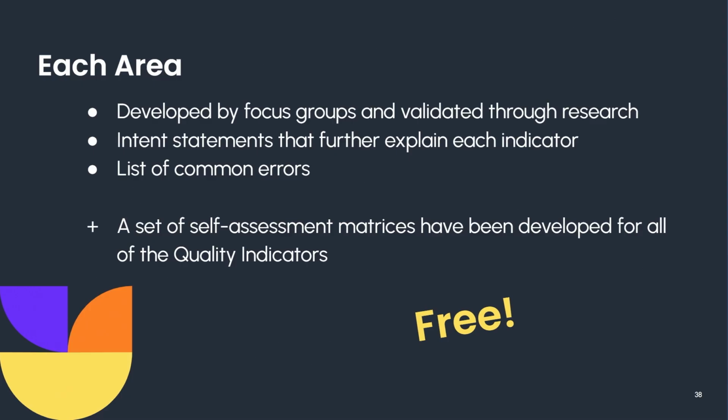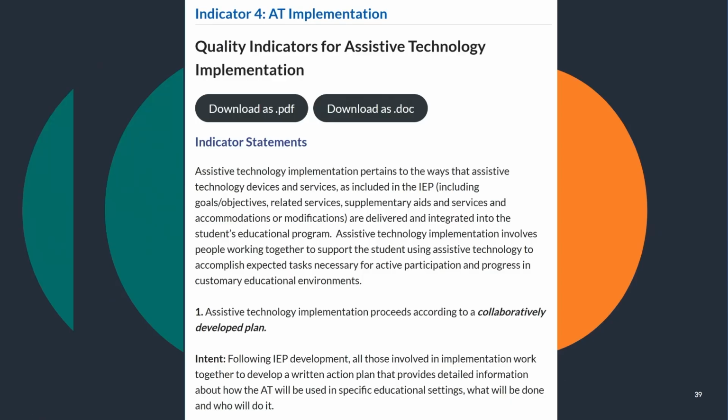Recently, QIAT added a set of self-assessment matrices for all of the quality indicators as well. Again, all of this information is free and available on the qiat.org website, as they want this to be a no-barrier type situation, right? They just want everyone to have access. If you were to navigate to qiat.org and go to indicator number 4, AT implementation, this is what you would find at the top of the page. You'll see there that you can download this as a PDF or as a Word document, and then it gets into the indicator statements, right?